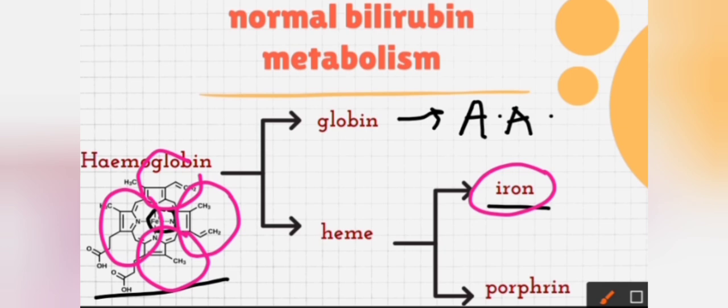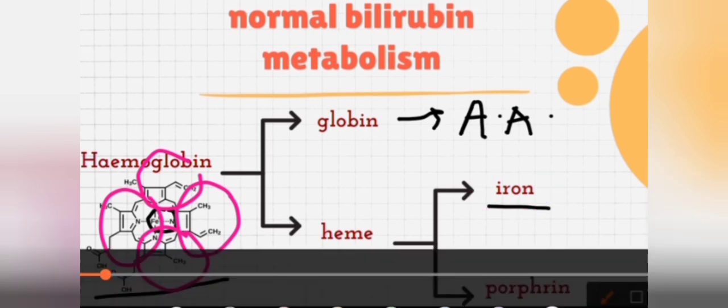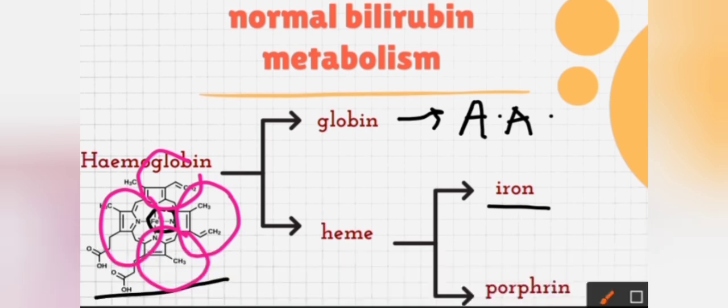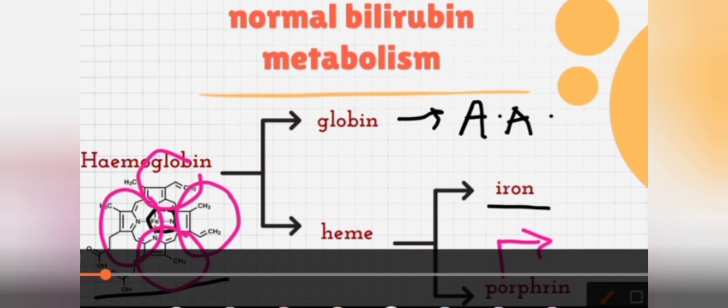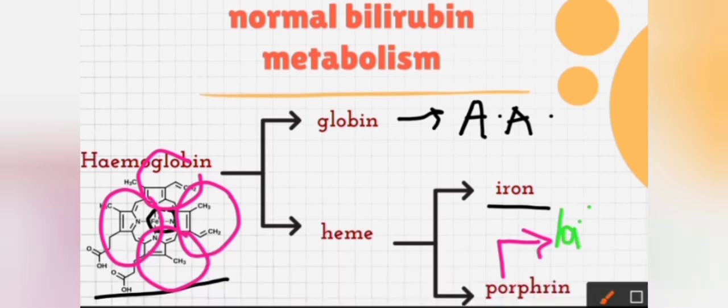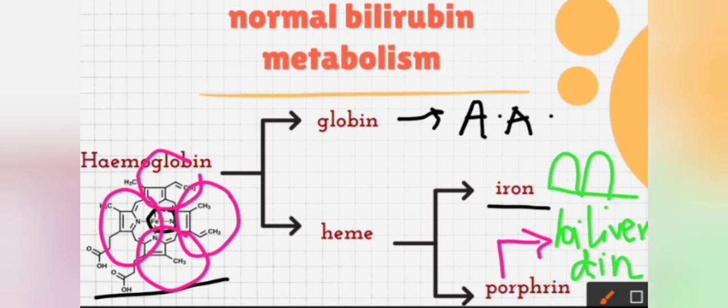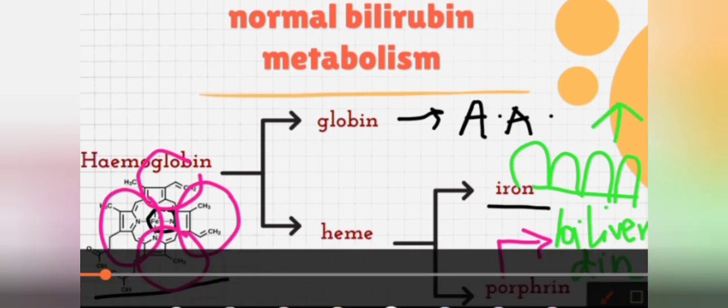and these protoporphyrin rings are converted into a compound called biliverdin. This is a green colored compound in a linear structure. This is biliverdin. And this biliverdin is again converted into a yellow colored compound called bilirubin.